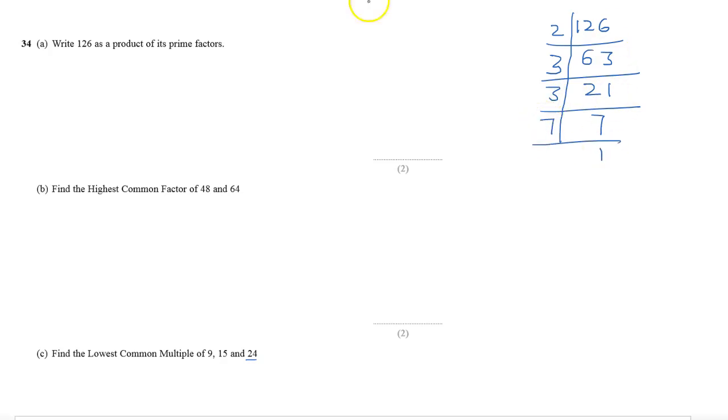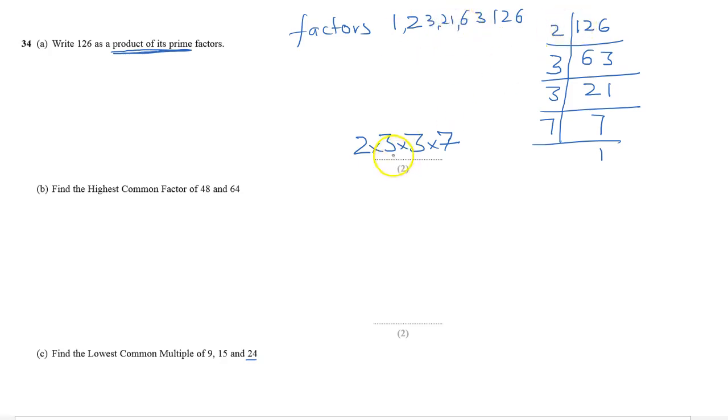So its prime factors are 2, 3, 3, 7. When the question says product of prime factors, you have to write it like this: 2 multiply 3 multiply 3 multiply 7. If it says find factors, now the factors are 1, 126, then 2, 63, then 3, 21. So these are the factors, and these are the product of the prime factors. That is the difference.